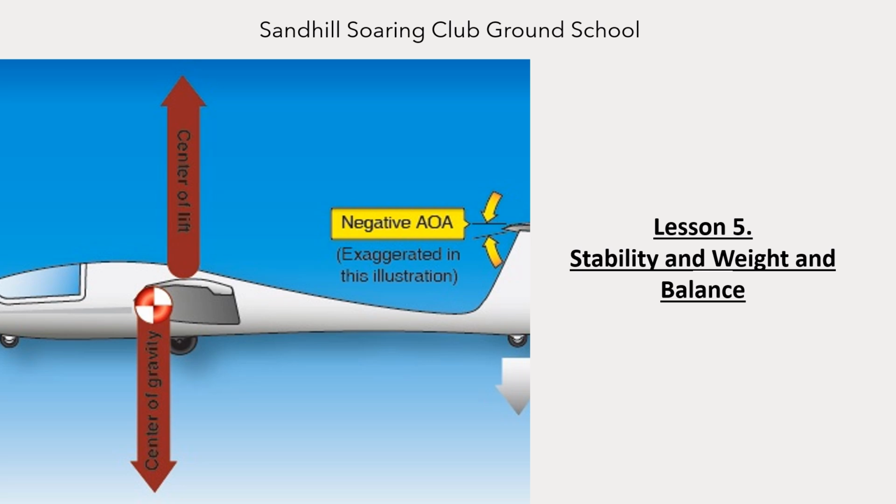This is lesson 5 of the Sandhill Soaring Club Ground School. Today's topic is stability and weight and balance.